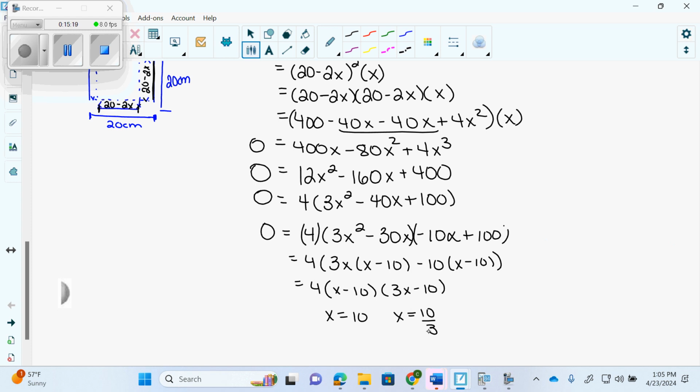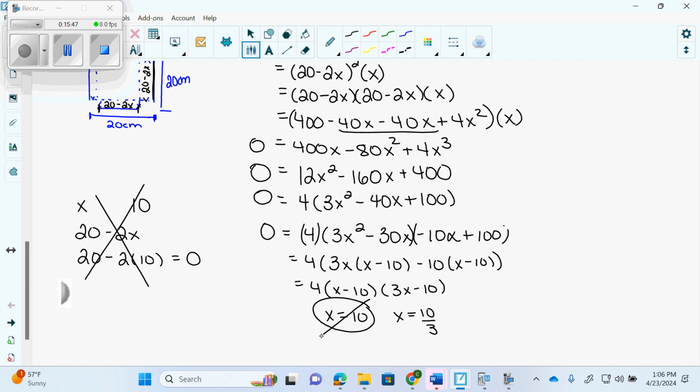Now, I need to find the actual dimensions, correct? So I have x, and I have 20 minus 2x. Okay, cool. I'm going to fill in 10. So I get 10, and then I get 20 minus 2 times 10, which is 0. Is that a box? No. That literally just has a height of 10 and no other dimensions. So what happens to the 10? It's extraneous.